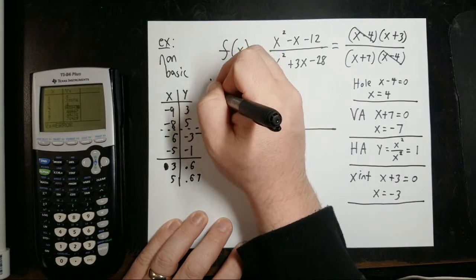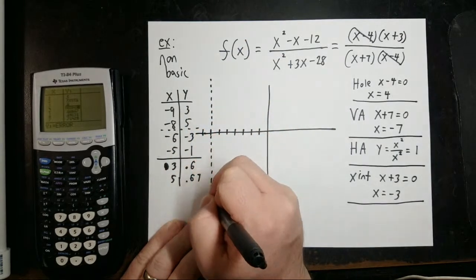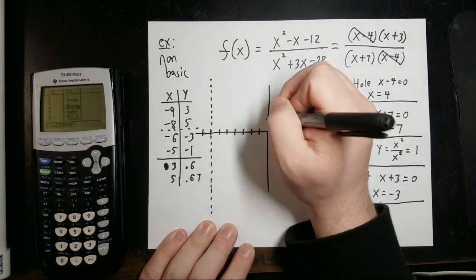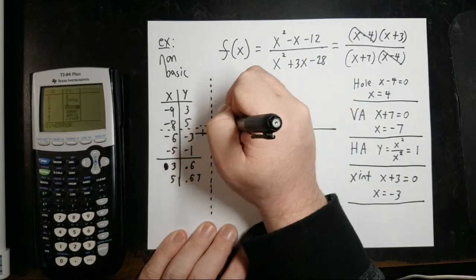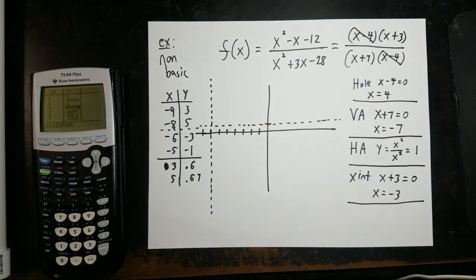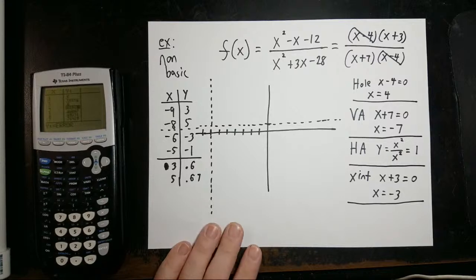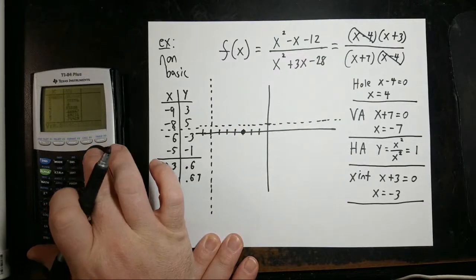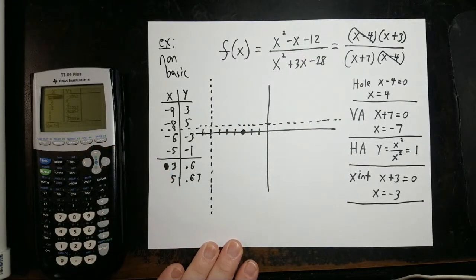Ran out a little room, that's okay. There is a vertical asymptote at -7, and there is a horizontal asymptote at +1. This part of the graph I've had to do a little bit differently. Oh well, I ran out of room. We'll deal with it. Now the hole, I'll deal with in a little bit, but there is an x-intercept at -3, and that's quite nice. We could put that ordered pair there if we wanted to.